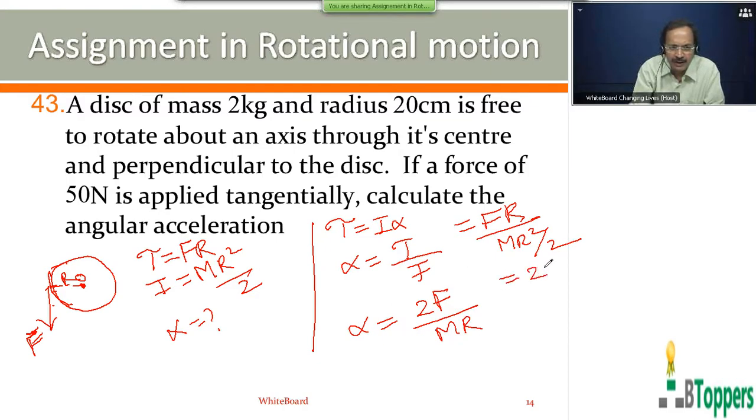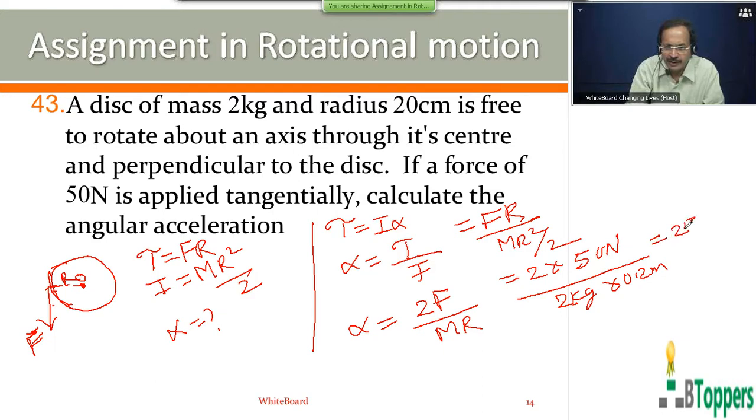Now we can substitute all the given values. F is given as 50 newtons. The mass of the disc is 2 kg, radius R is 0.2 meter. So if you want to copy the solution of the problem, you can take a pause and copy the solution of the problem. So you get the answer as 250 radian per second square.